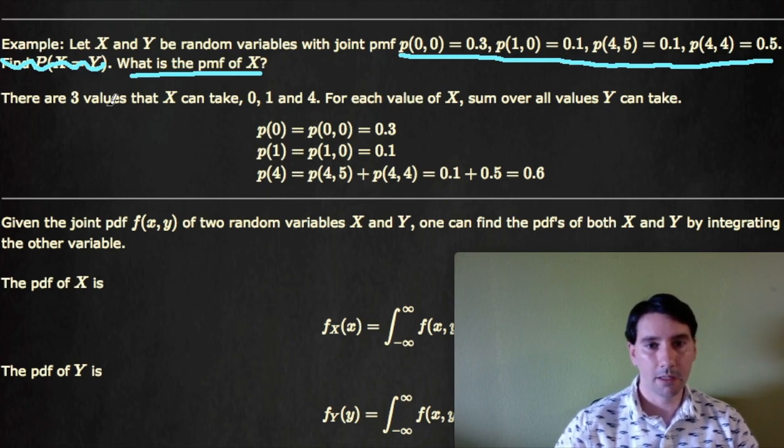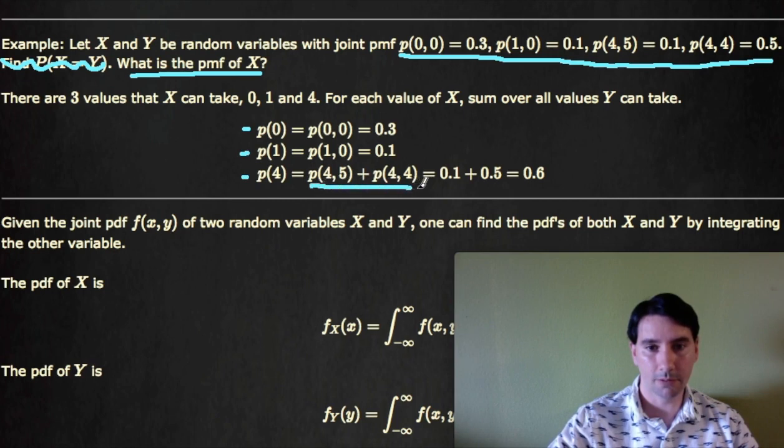So there are three values that X could take: 0, 1, or 4. The probability that X equals 0 is the probability that we get the point 0, 0, which is 0.3. The probability that X is 1 is the probability we get the point 1, 0, which is 0.1. And the probability that X is 4 is the probability we get the point 4, 5 or 4, 4. So we do probability of 4, 5 plus probability of 4, 4, which is 0.1 plus 0.5, or 0.6.